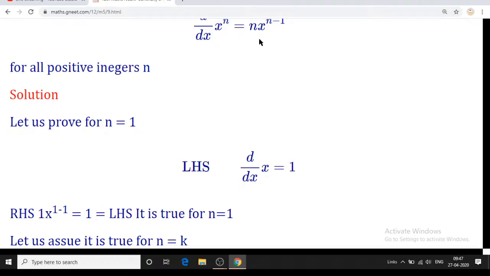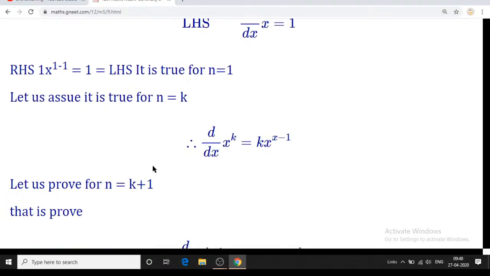What is the right hand side? 1 times x raised to 1 minus 1. 1 minus 1 is 0. Anything raised to 0 is always 1. So 1 into 1 is 1, and that is the same as the left hand side. And so we can say that it is true for n equal to 1. Now let us assume it is true for n equal to k. So the derivative of x raised to k is k x raised to k minus 1, not x minus 1. Again, here it is my printing mistake.